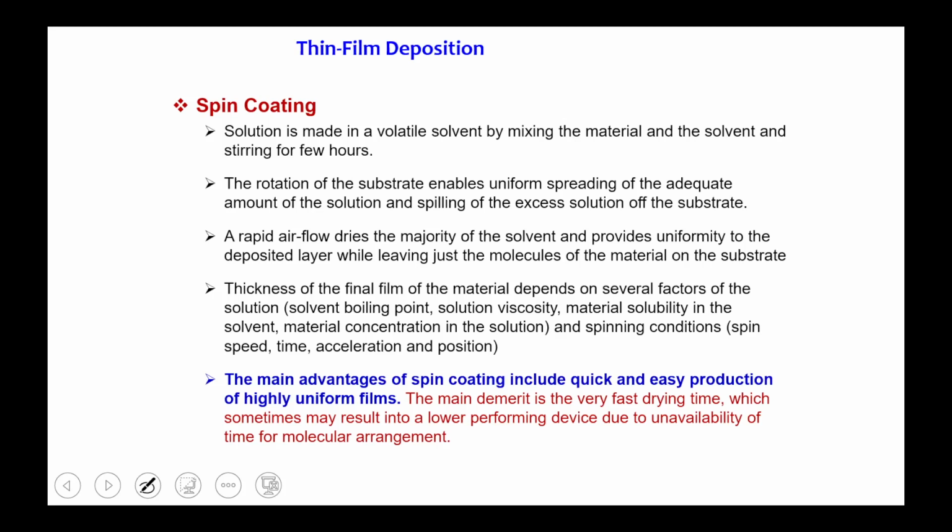The rotation of the substrate enables uniform spreading of an adequate amount of the solution and spinning off of the excess solution from the substrate. A rapid airflow dries the majority of the solvent and provides uniformity to the deposited layer by leaving just the molecules of the material on the substrate. You can dry with dry nitrogen or argon, though some water molecules will remain, so you can also heat on a hot plate. The thickness of the film depends on several factors of the solution: solvent boiling point, solution viscosity, material solubility in the solvent, and material concentration.